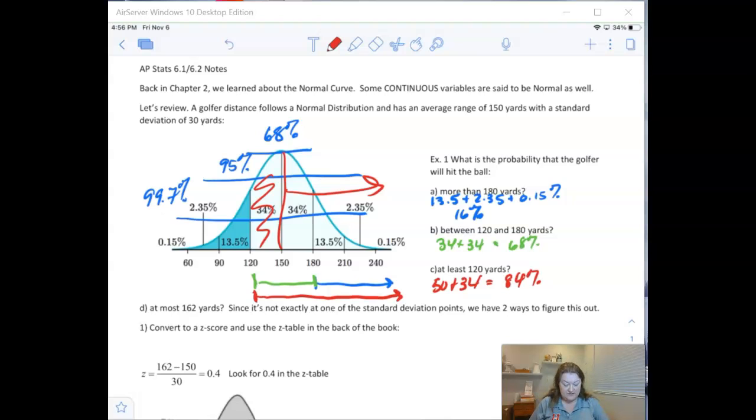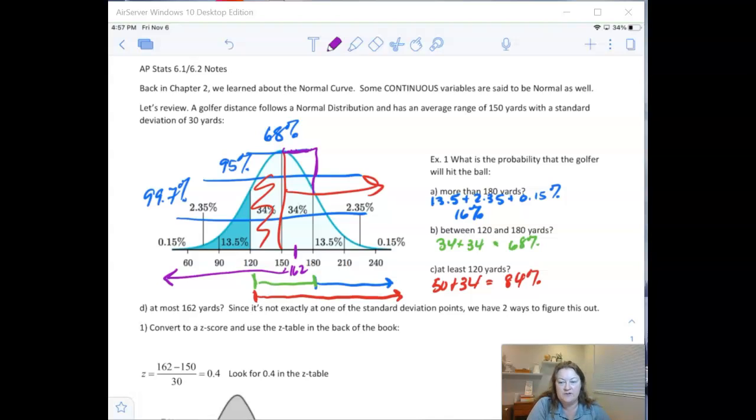Okay. All right, so let's try part D. Part D says at most 162 yards. Okay, 162 is not on my graph. It's going to be somewhere around here, and they're saying at most. So they're saying it starts there and then goes this way forever. Okay, I can't figure this out. It's not proportional. It's not like I could figure out what portion it is from 150 to 180 and then take that part, because my curve is not a rectangle. I can't use proportions to solve this.